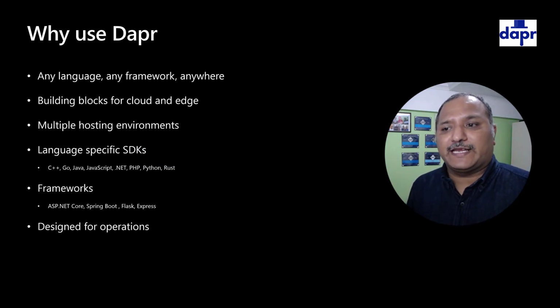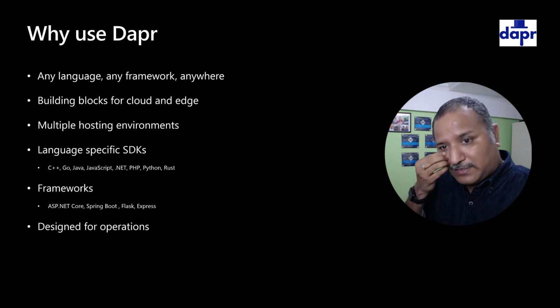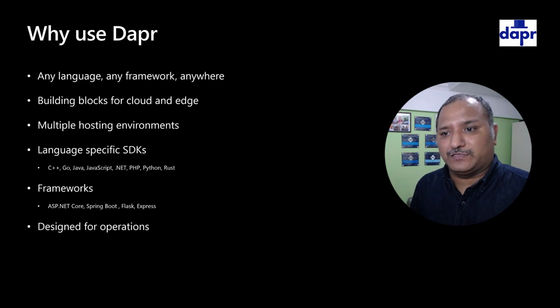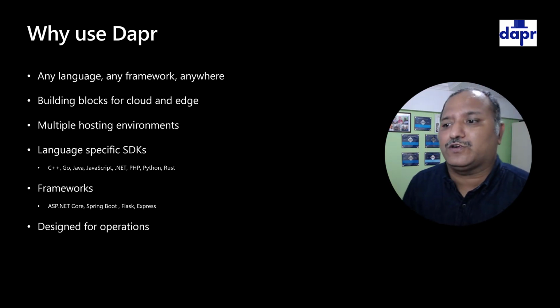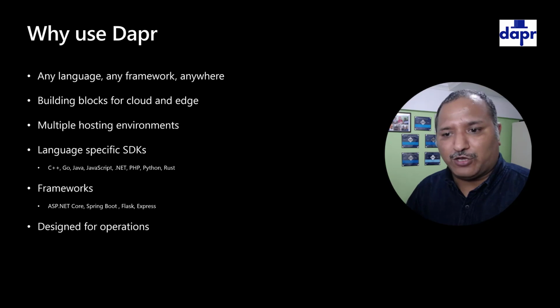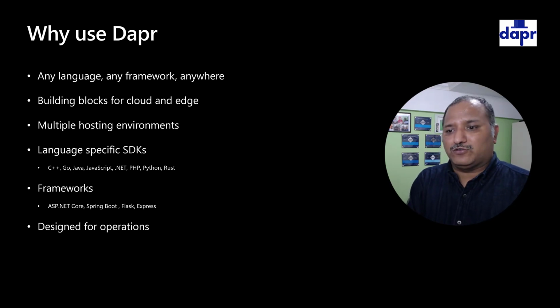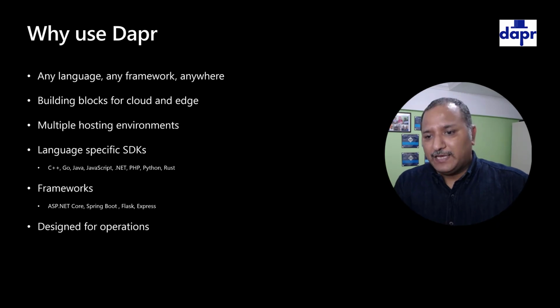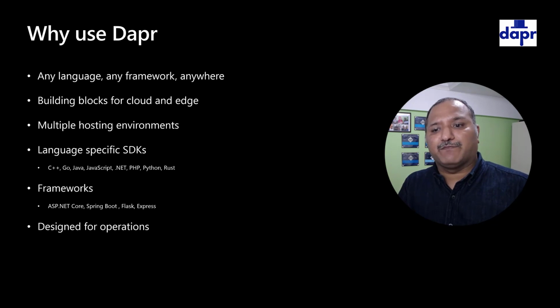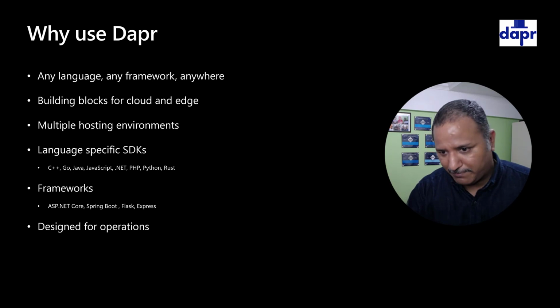We can use it for any language and any framework which supports the HTTP API calls or gRPC API calls. It provides various building blocks for the cloud and edge related deployments. It also supports multiple hosting environments. Today we saw how to use Dapr on a local development environment and how to integrate Dapr with RabbitMQ. In the later parts of the series, we will see how this same application using Dapr can be deployed to a Kubernetes environment on local as well as managed Kubernetes environments.